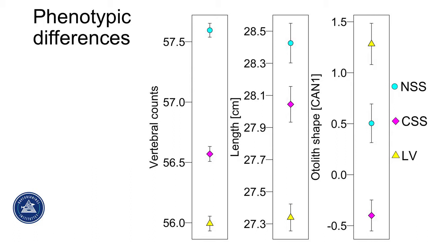And we found clear differences among those three populations. Landvik herring is the one having the smallest size at age and the lowest numbers of vertebrae among those three populations. In another study, we tagged individual herring and looked at their different migration behaviors.